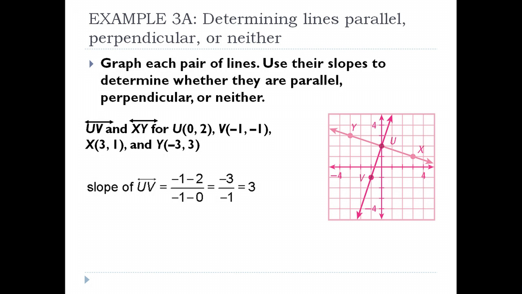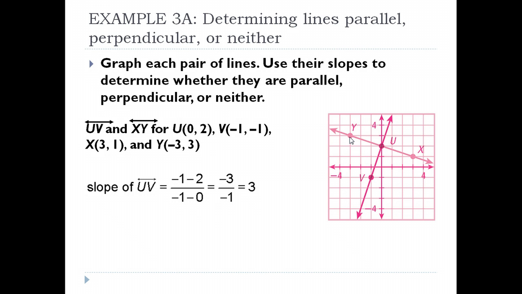The slope of UV is -1 minus 2, which is -3, over -1 minus 0, which is -1. So our slope is 3. UV, it's a very steep line. And we can also see this by counting from V up: 1, 2, 3, and over 1. So our rise over run would give us +3. We're going uphill.